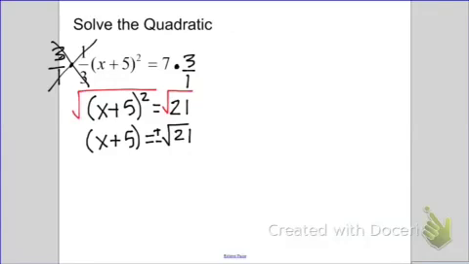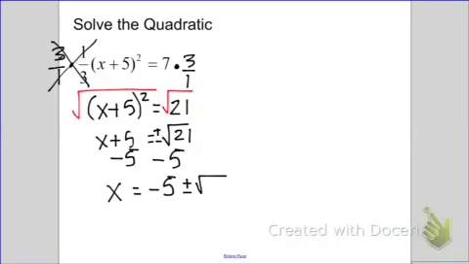So now it's time to realize that I don't need these parentheses, and I can go ahead and subtract 5 on both sides. Let's clean that up. Now here comes the little tricky part. x is by itself now. Usually the way we like to write these is we like to write the normal numbers first, so our minus 5 or our negative 5. Then we put plus and minus, and then we write the square root number.